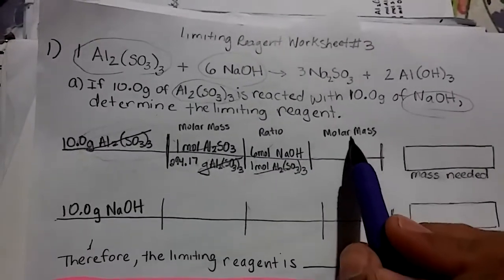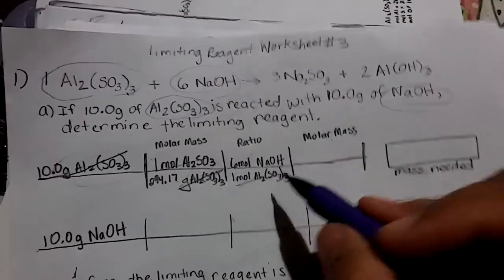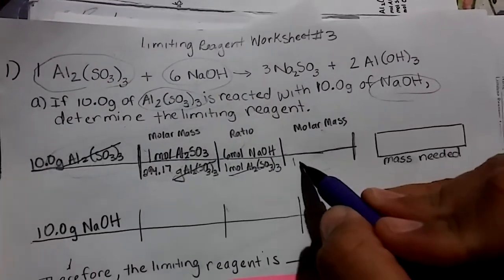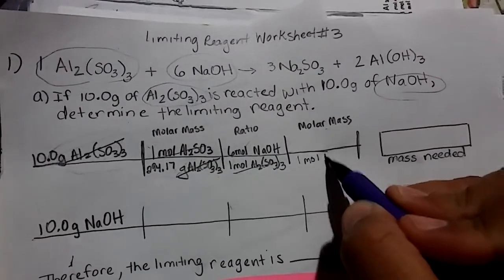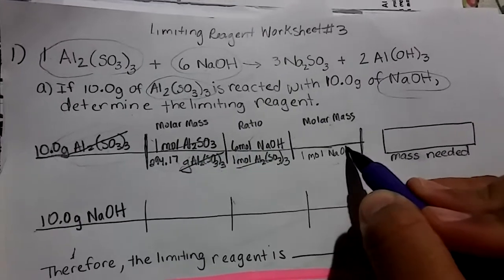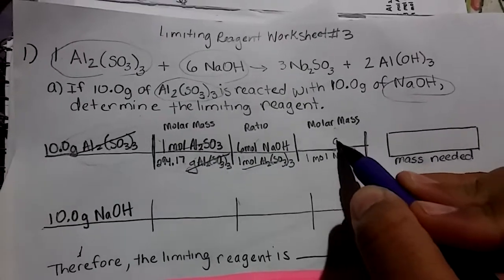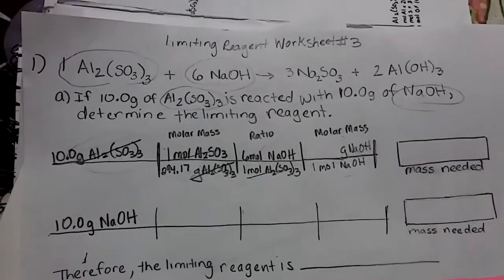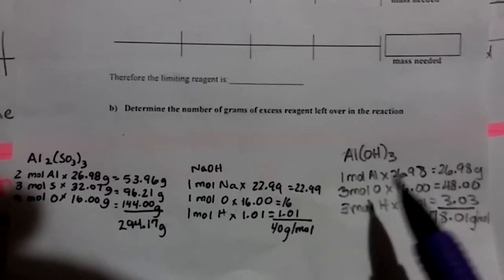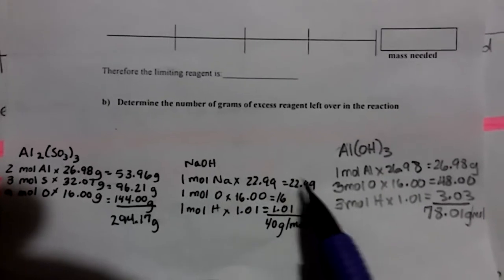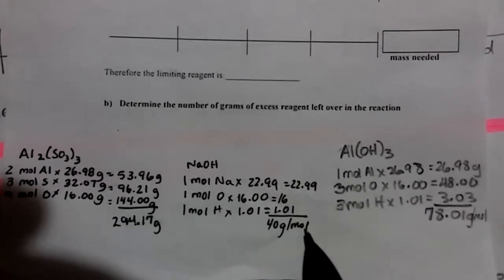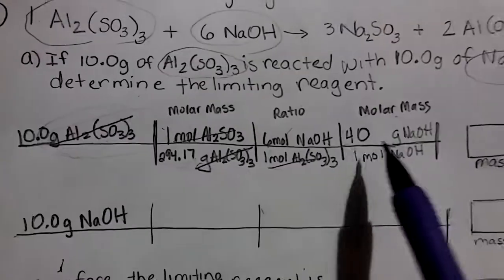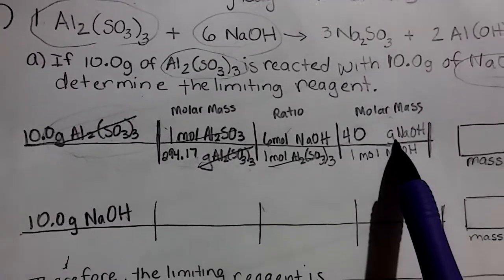Because this is a molar mass step, we're going to need to know the molar mass of NaOH. So it'll be 1 mole NaOH, and up on top it'll be grams of NaOH. This is the molar mass for NaOH. It's already been pre-calculated, and it's 40 grams per mole. And that is why we're going to put the 40 grams, because that's the molar mass of NaOH.